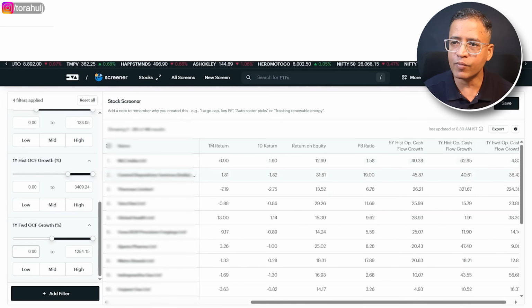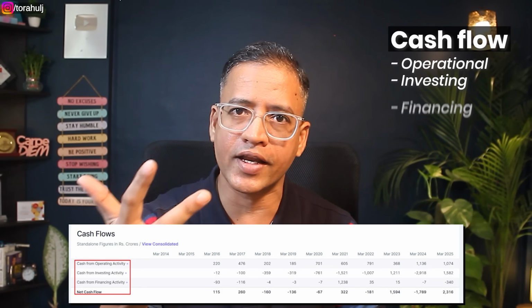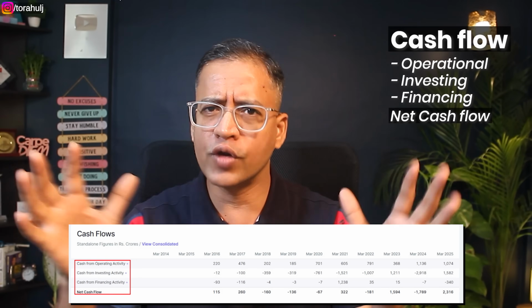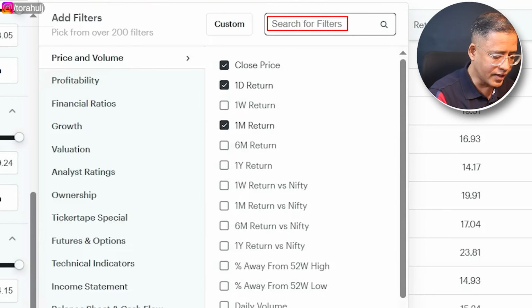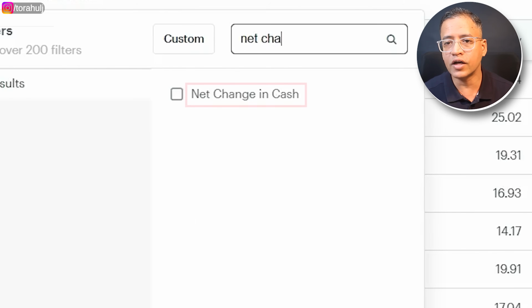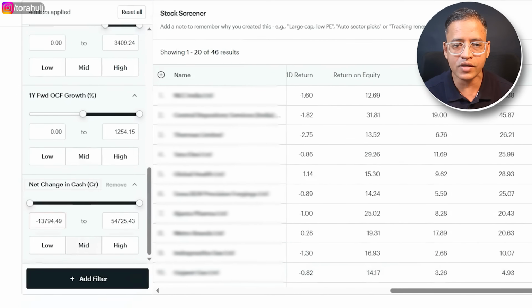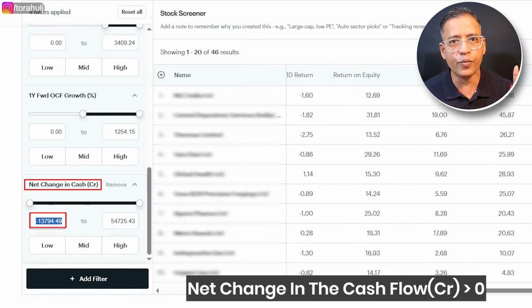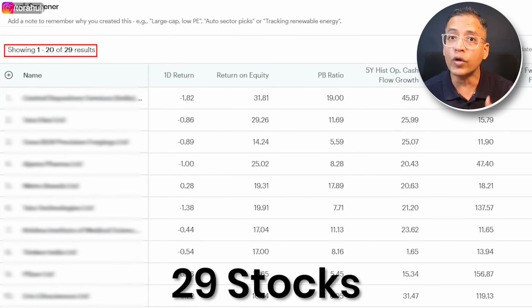Now, the next criteria that I'm going to use here is I'm going to also look at net cash change. So if you talk about the cash flows, you have three components. One is the operational, investing and financing. And then you have the net cash flow position if you read any cash flow statement. So what we're going to look at is the net cash flow change. So for this, I'm going to type net change in the cash. So it comes here. So this is the overall cash position. So what I'm going to do is click on it and only want those companies where the net change in the cash, not just the operational flow, net change in the cash is positive. So 0 to higher. Again, I get rid of a few companies there and I'm left with now 29 companies.